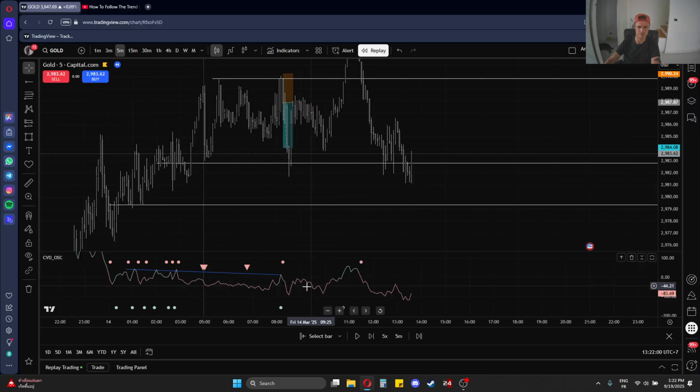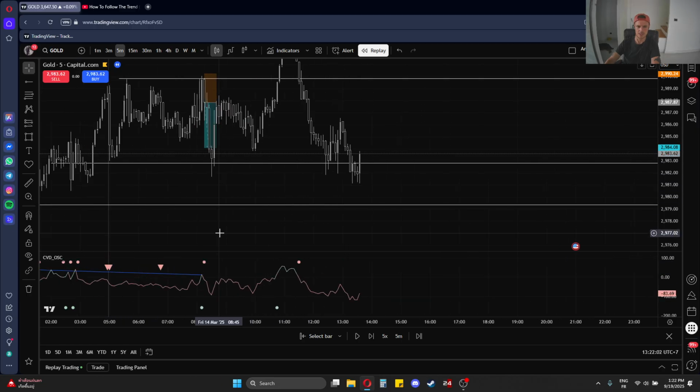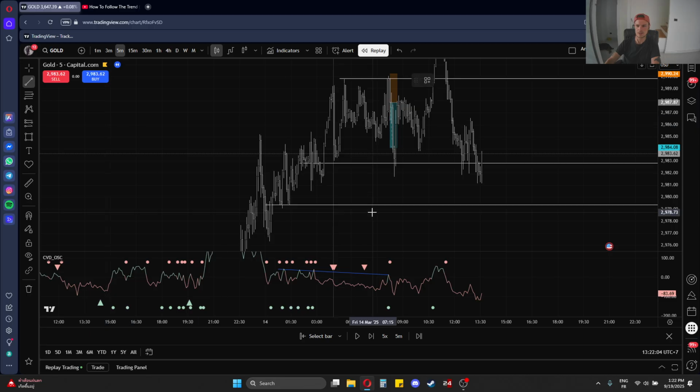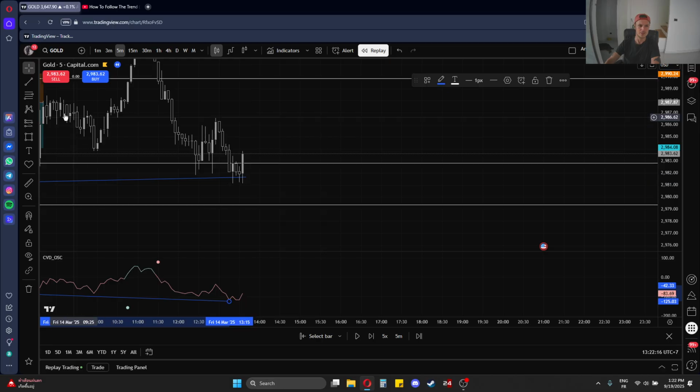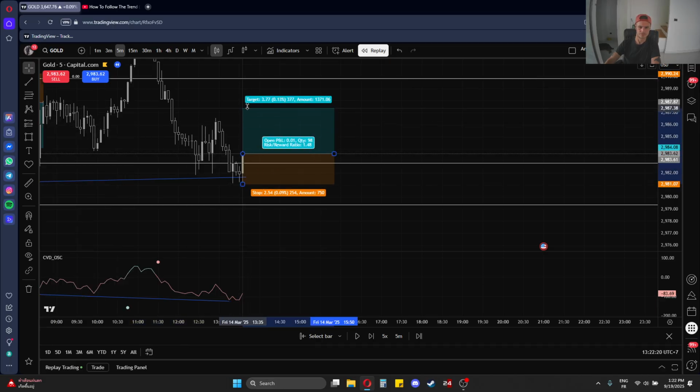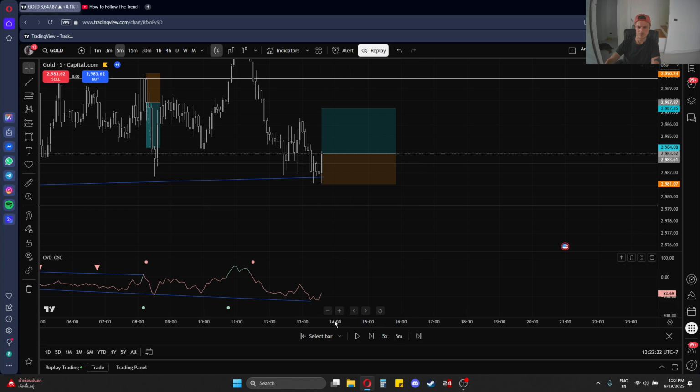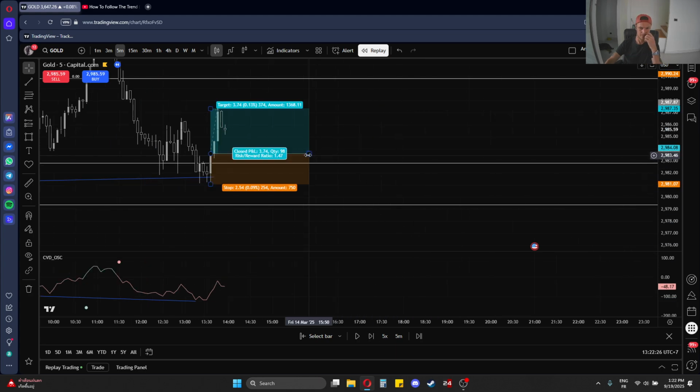Okay, that's good. And do we have a CVD? We have nothing interesting on the CVD either. Well, you could say this here, actually. It would be the continuation kind of that, right? We have a lower low, equal lows here on price action, or higher low, but lower low on the CVD. So we could try that. Okay, yeah, that's a good trade.